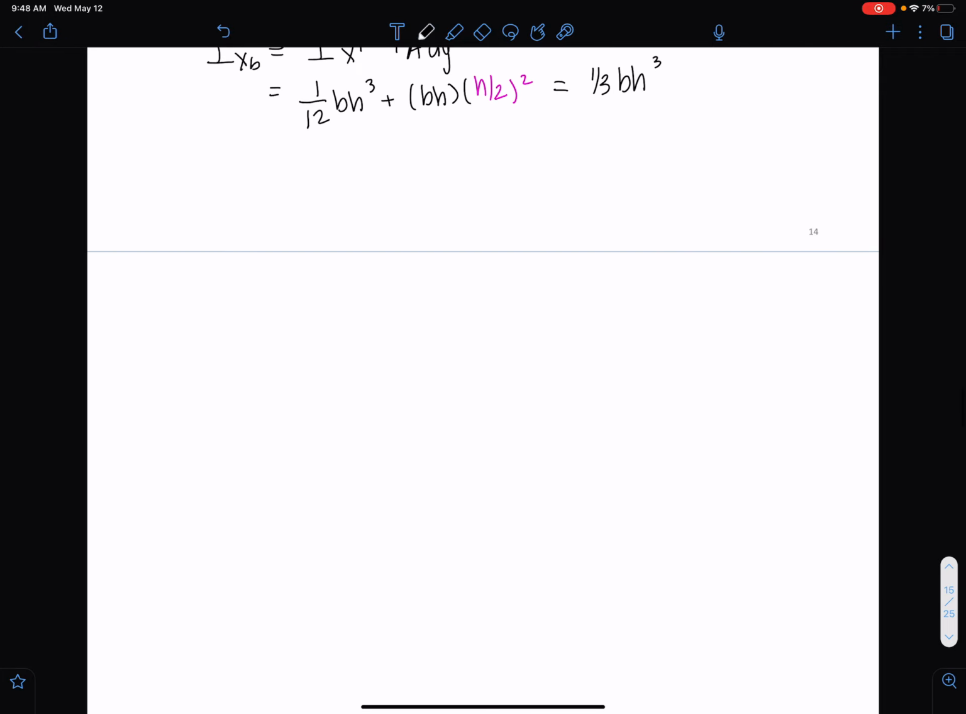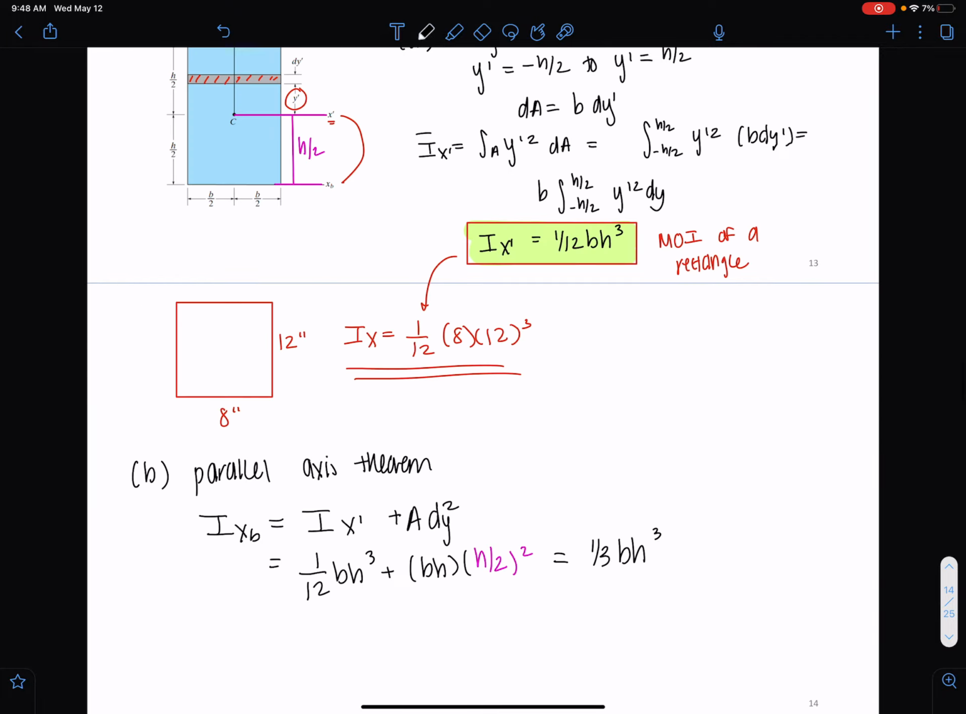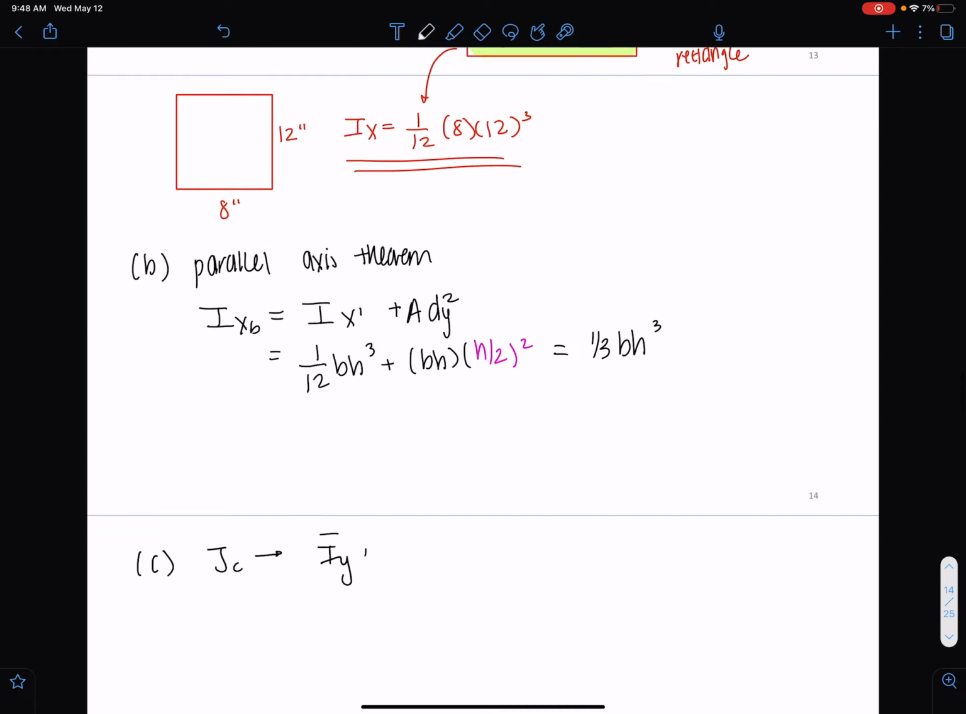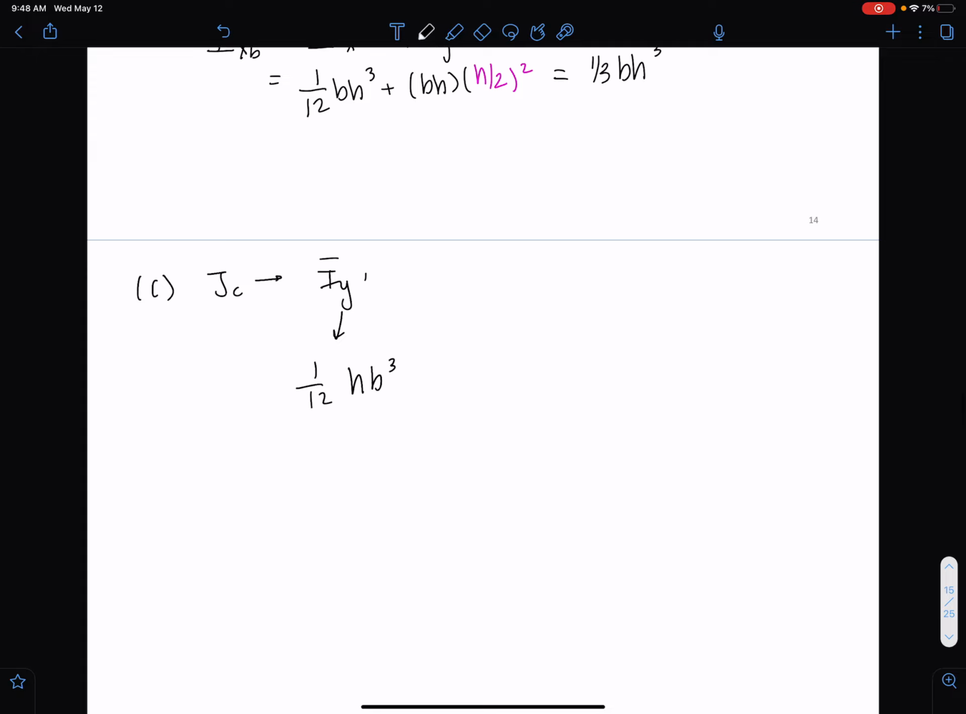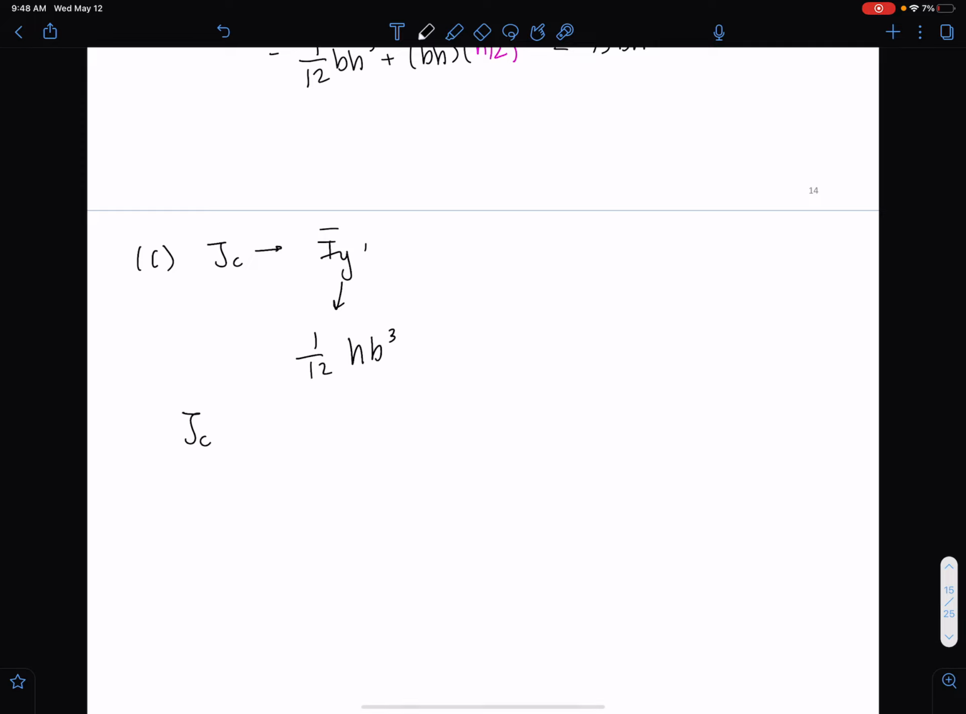Okay, and for the last part, we want the polar moment of inertia. We need to get Iy, right? Because we need to add those together. Okay, all we have to do for Iy is switch the dimensions. So Iy is also equal to 1 over 12 HB cubed instead of BH cubed, right? We're just flipping the axes. Okay, so we can really easily get the polar moment of inertia now.